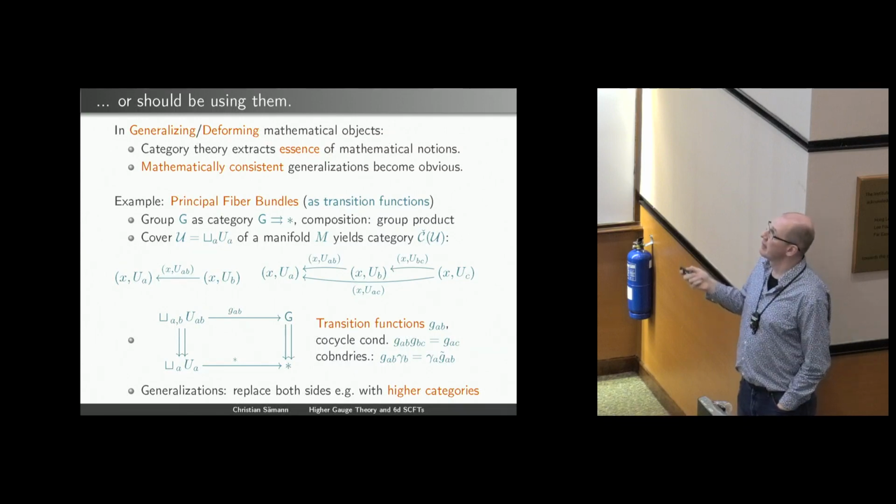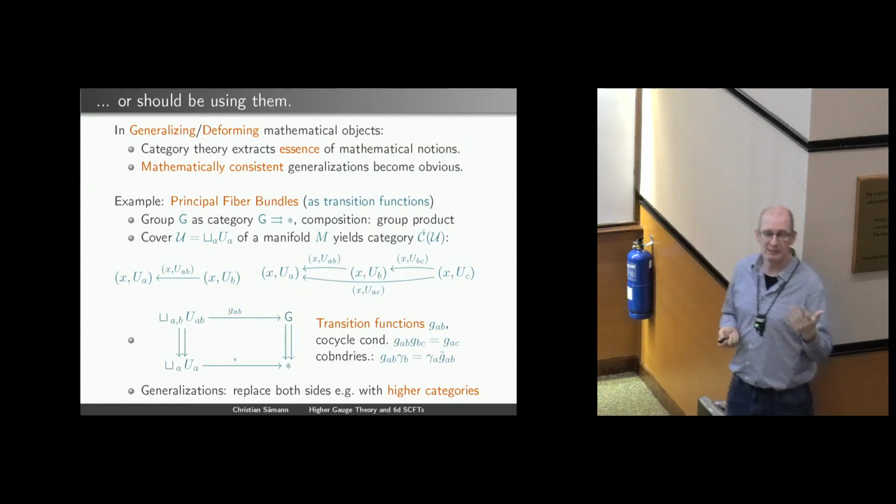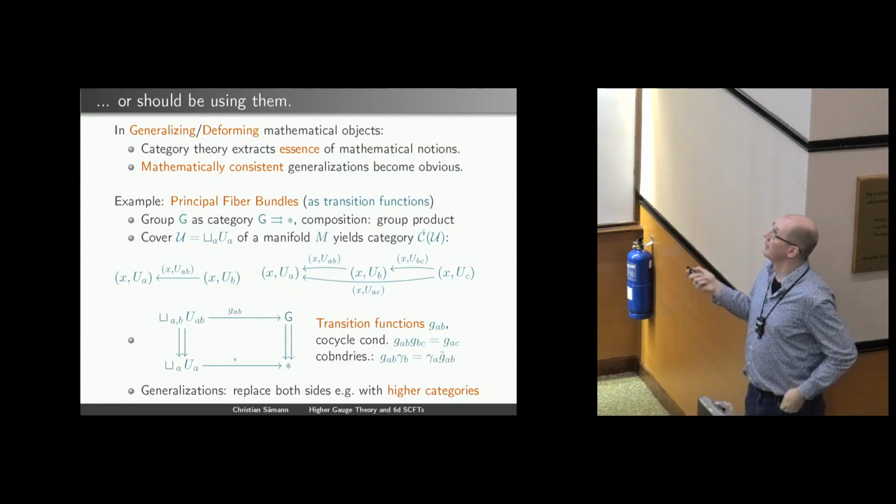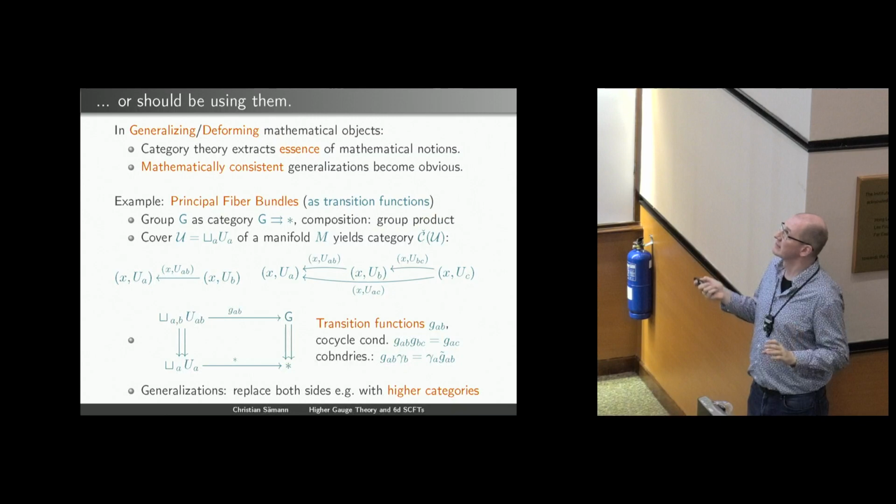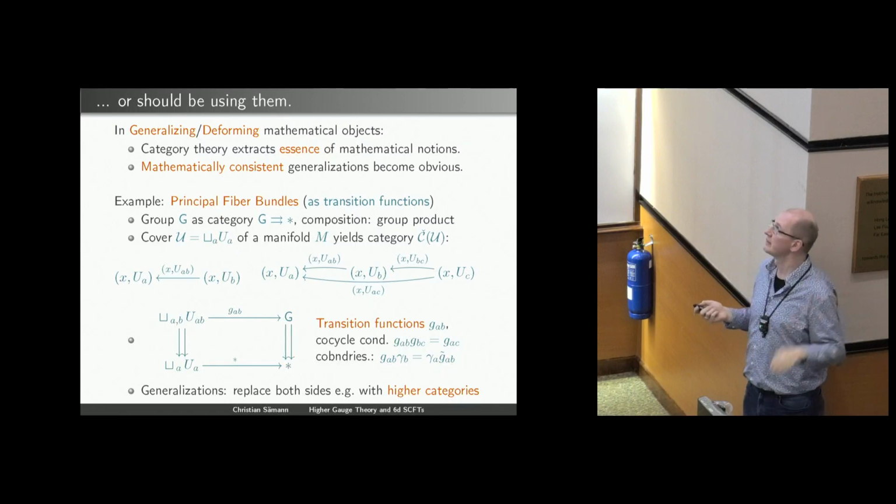So let's look at principal fiber bundles, the structure behind the kinematical data of gauge theory. Just the principal bundles themselves without connection, just in terms of transition functions, so you can nicely calculate with them as a physicist. So what do we have? Well, we have a group G, and we can see this group as a category with one object and G-worth of morphisms. So every element in G corresponds to a morphism. Composition of morphisms is just group multiplication, right? So this is a standard construction.